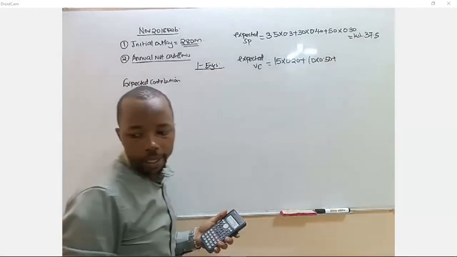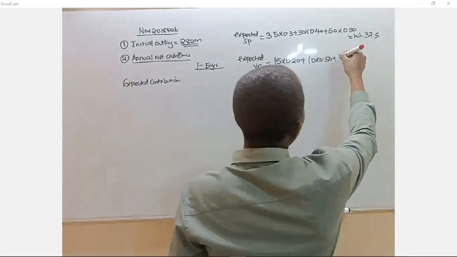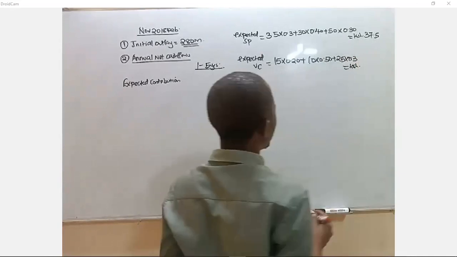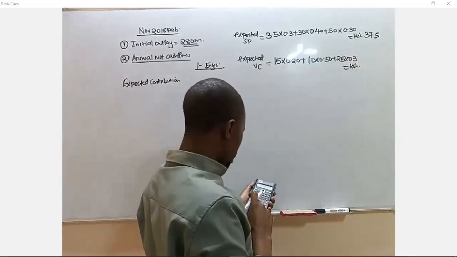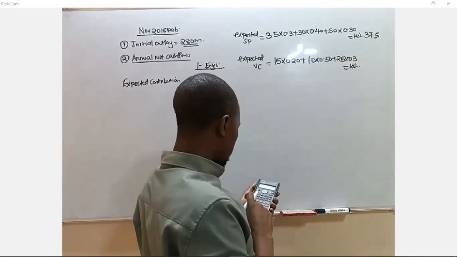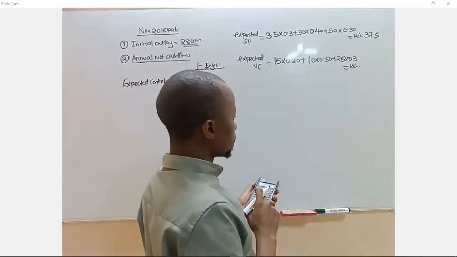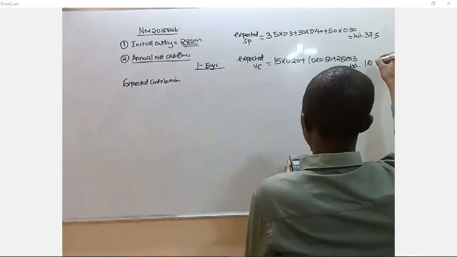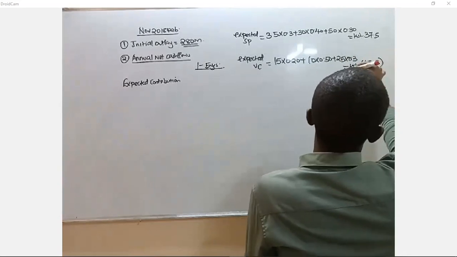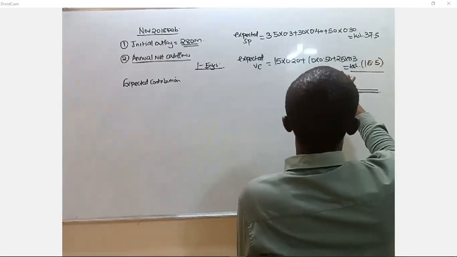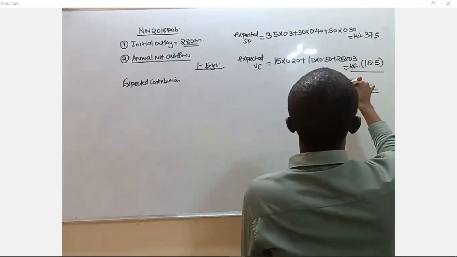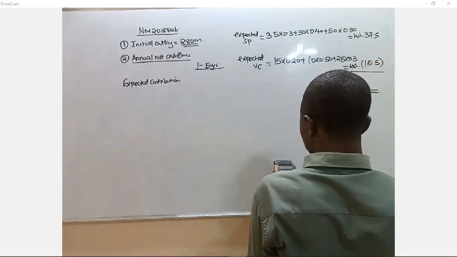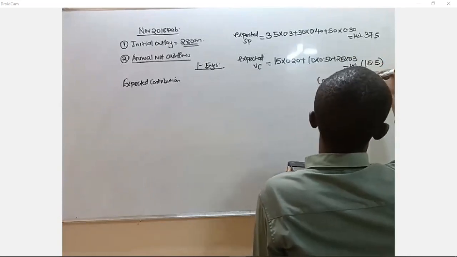Then the last one will be 25 times 0.3. And you ask yourself, how much is my variable cost? It will be 15 times 0.20 plus 10 times 0.5 plus 25 times 0.3, getting 15.5. What is my contribution per unit? The contribution margin will be that 7.5 minus my answer, getting 22, right?